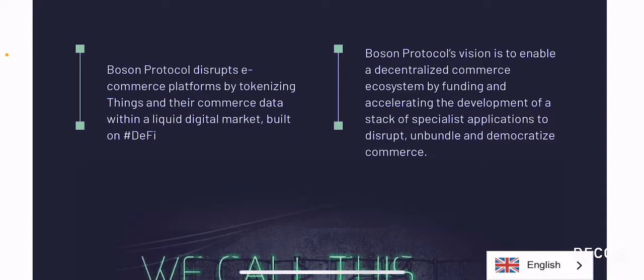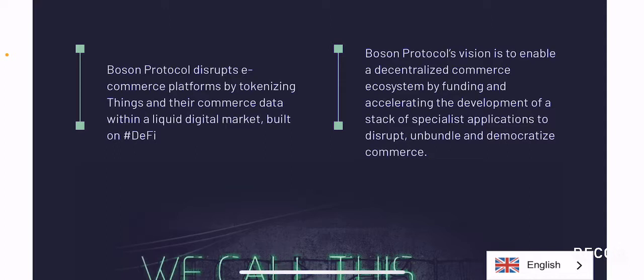Boson protocol disrupts e-commerce platforms by tokenizing things and their commerce data within a liquid digital market built on DeFi, right? So again, very well explained here. Basically, what they're stating is that e-commerce has been a centralized place that has been dominating the world, especially with Amazon being the key player in the e-commerce space right now. And Boson protocol aims to disrupt e-commerce, which is basically the centralized version of commerce, by tokenizing things.